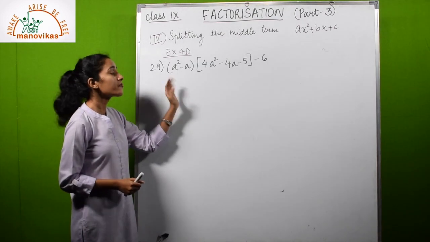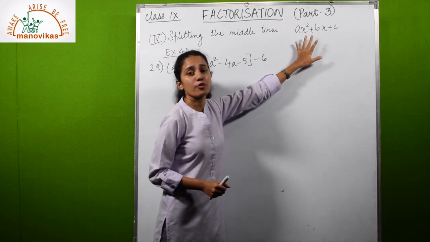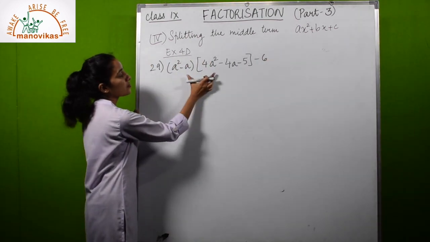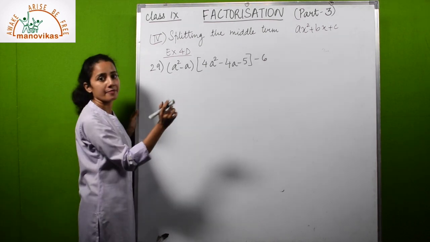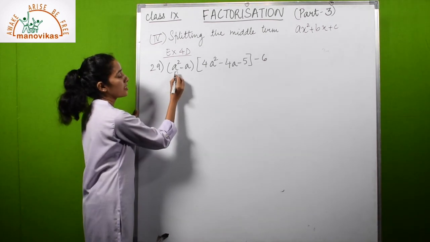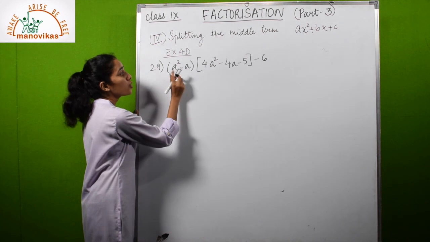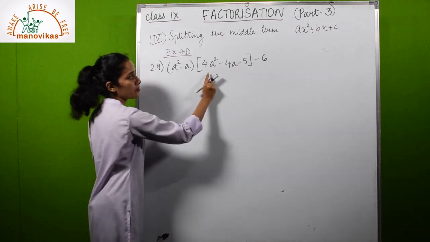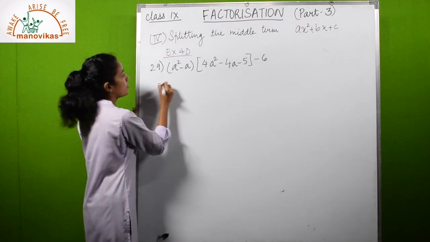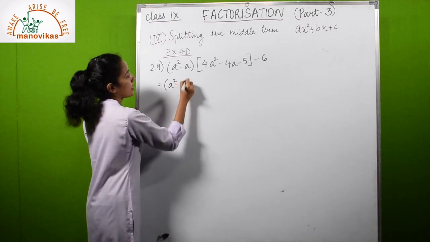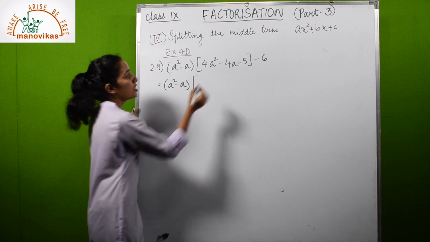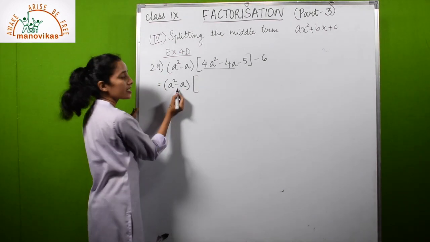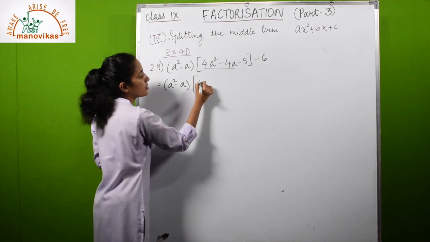Problem number 29. This is another type. We have to first write it as a trinomial form. Here we have outside the bracket, so there are two brackets which are multiplied, and this is the smaller one, that is a square minus a. So we see if this same thing can be obtained from any of these three terms. So this will be a square minus a. Now look at these two terms. From this, if I take a 4 common, then I get this same term. So that will be taking 4 common.